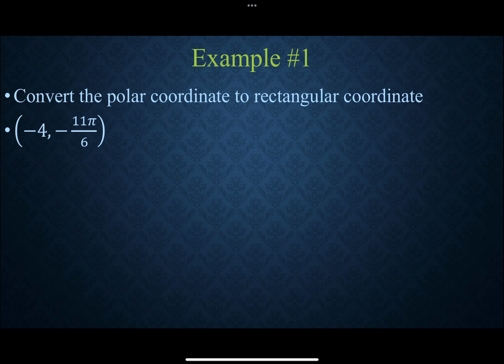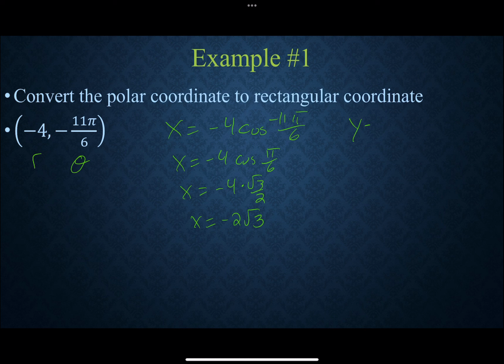So if we're given this polar coordinate right here, we know that this is r and this is theta. So x is going to be negative 4 cosine of negative 11 pi over 6, which we could recognize as a coterminal angle, means x is equal to negative 4 cosine of positive pi over 6. We add 2 pi to that. Cosine of pi over 6 is going to be root 3 over 2. And negative 4 times root 3 over 2 is a negative 2 root 3. The y coordinate would then be negative 4 sine of theta.